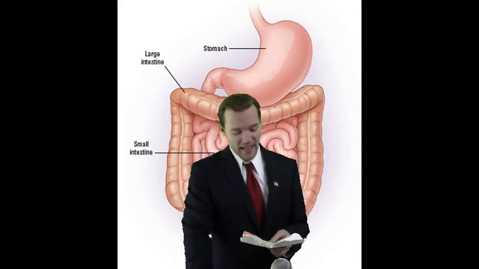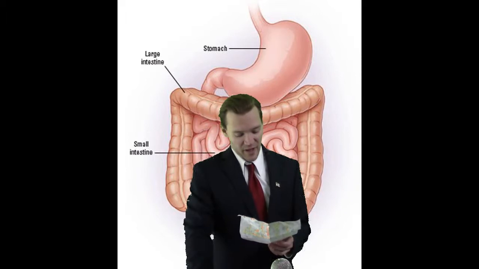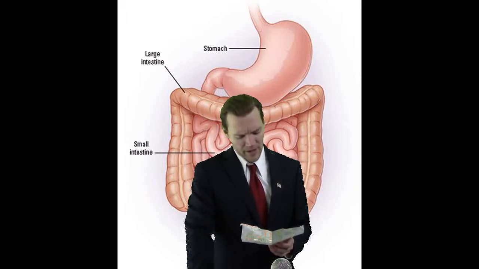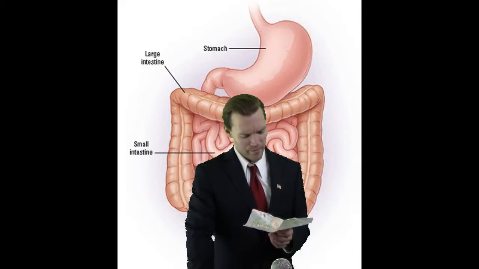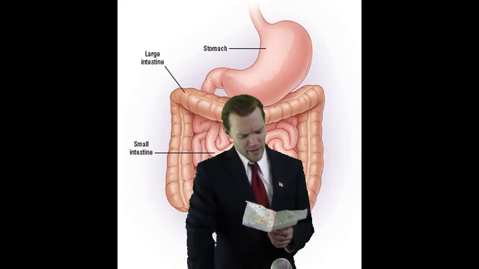Now, there's trillions of bacteria in your gut, and there's over 700 species of it. And there are a few enzymes, but most of your enzyme secreting cells are in your small intestines.